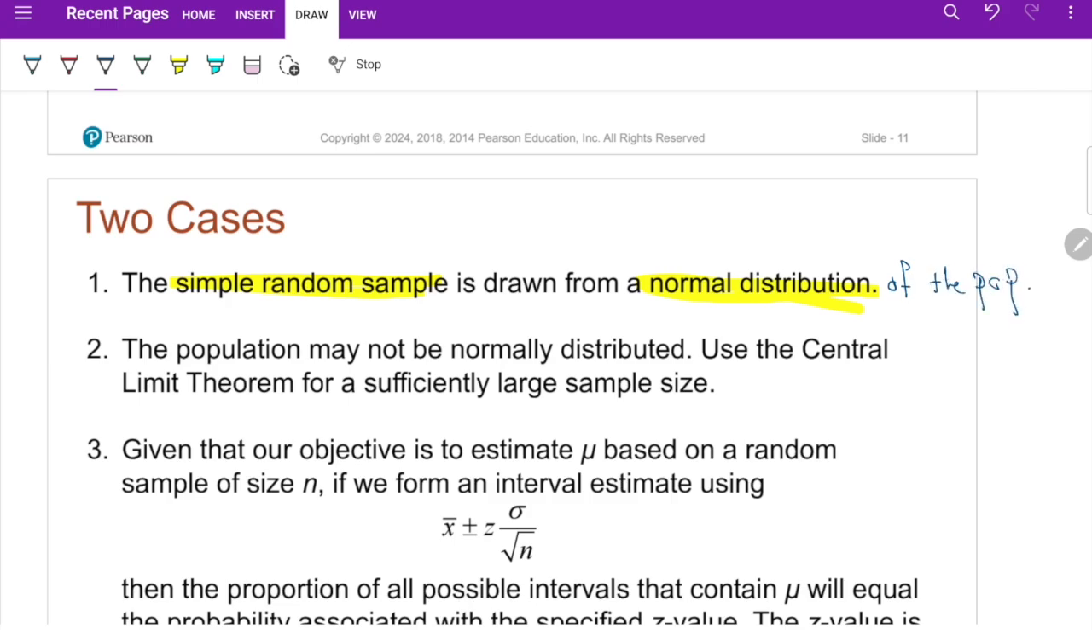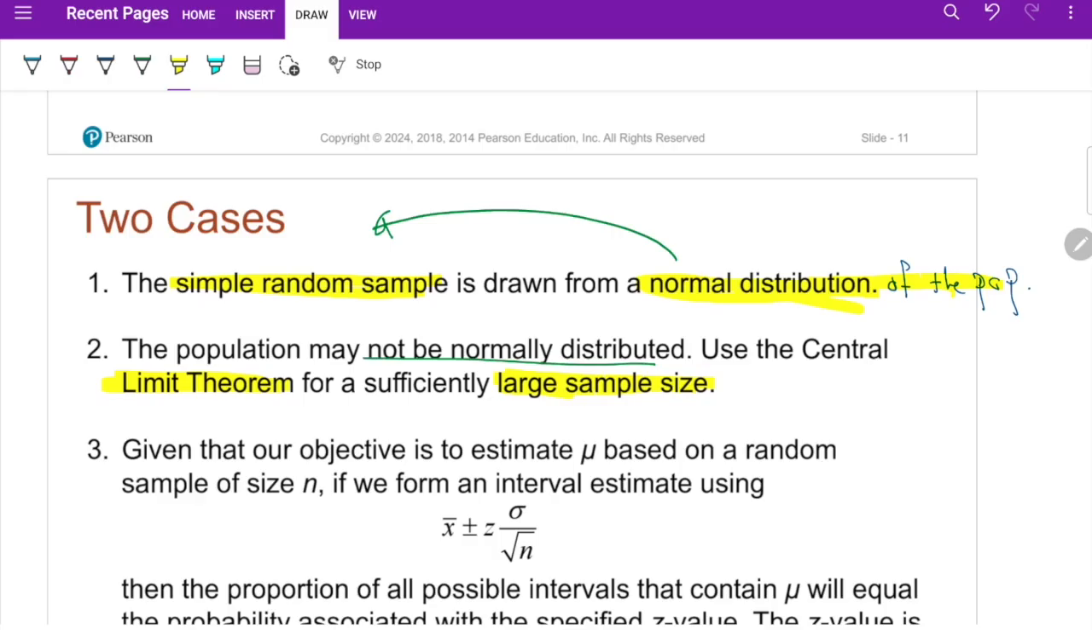or if the population itself is not normally distributed. So if the population is normally distributed, then the sample is taken from a normally distributed population. If the population is not normally distributed, we have to make sure that the sample is large enough, so we are able to use the central limit theorem, the one that we explained in detail in chapter 7.